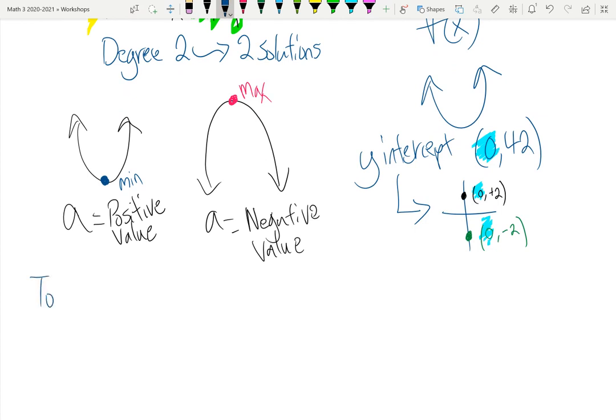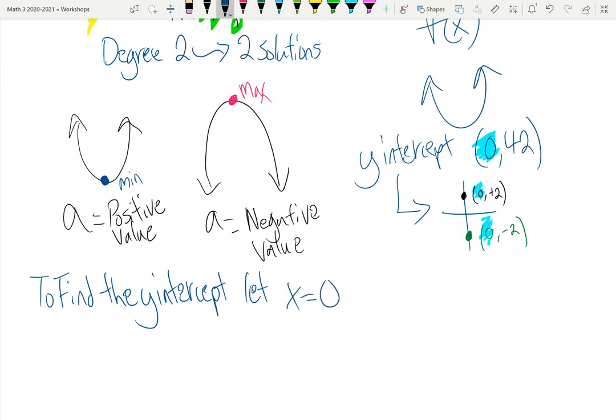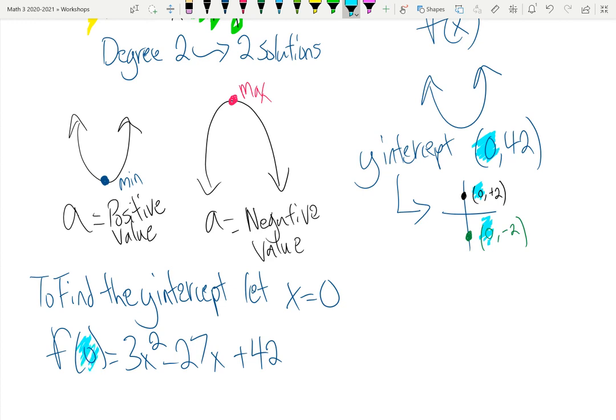So to find the y-intercept, let x equal 0, which means I'm going to plug it in for x in my above quadratic. So notice here how this 0 replaced the spot of the x. It's reading, when the x value is 0, what is going to be the output?